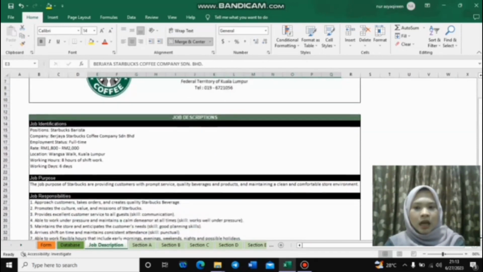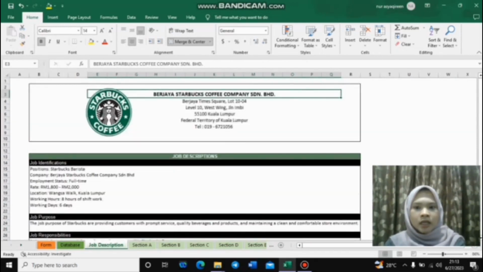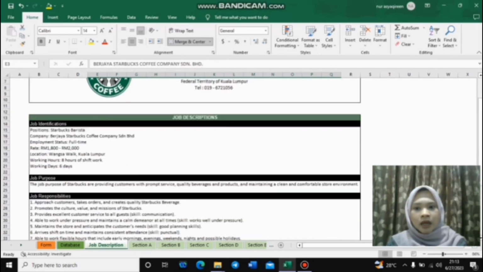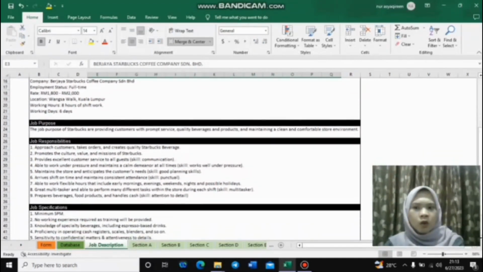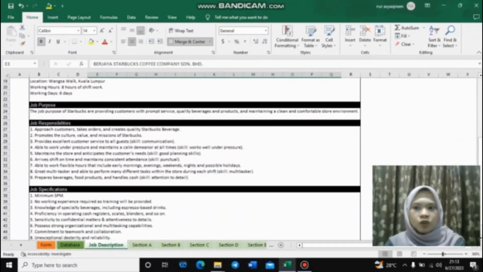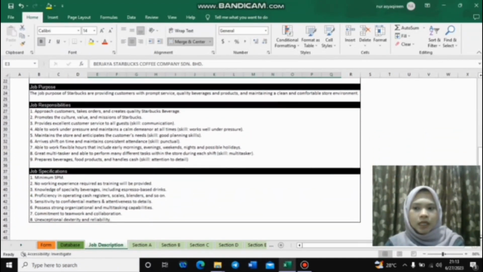As you can see on the screen now, it shows the job description for the Starbucks Coffee that we chose. The first one under job description is job identification, which shows what position they want to require, the company, employment status, the wages, location, working hours, and also working days. And here we also have the job purpose, job responsibilities, and also job specification.